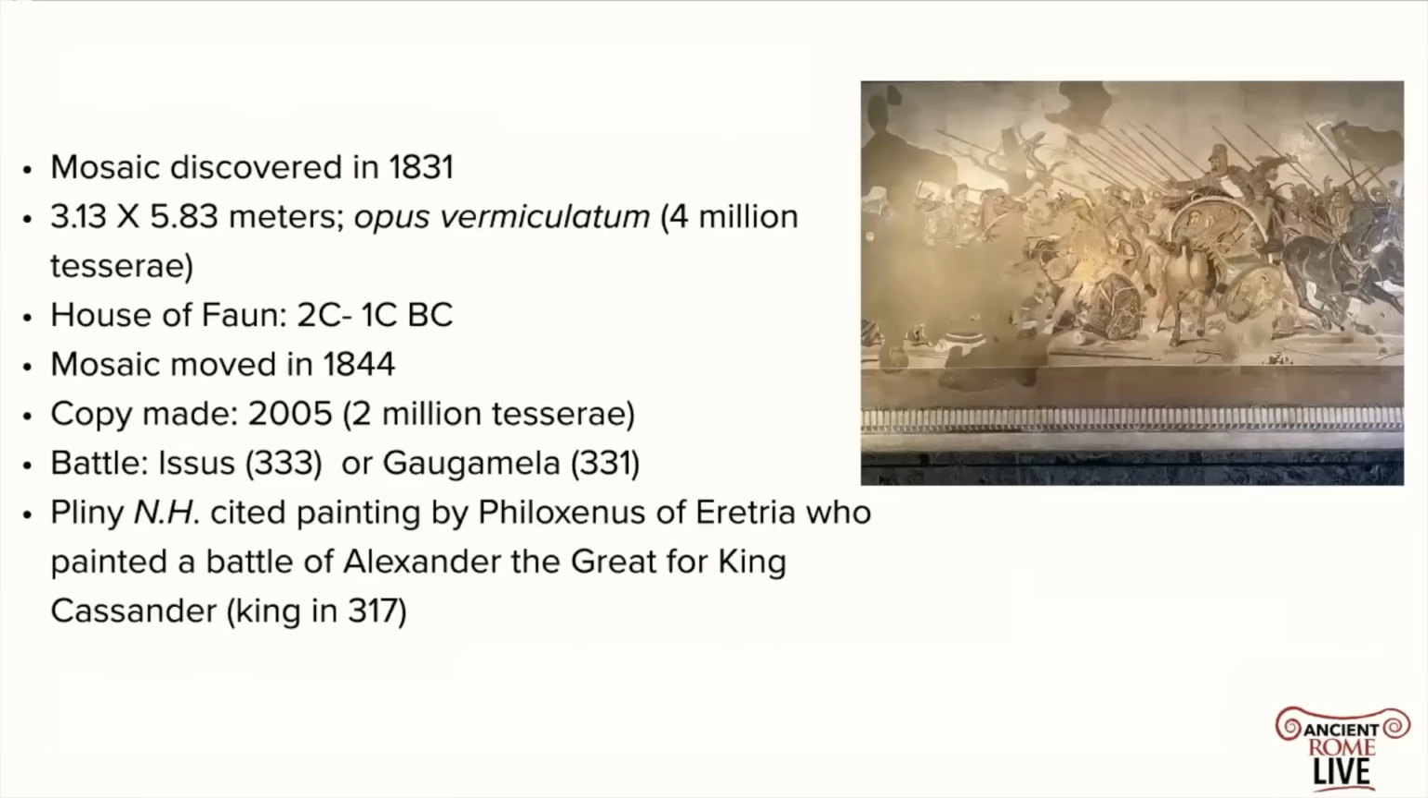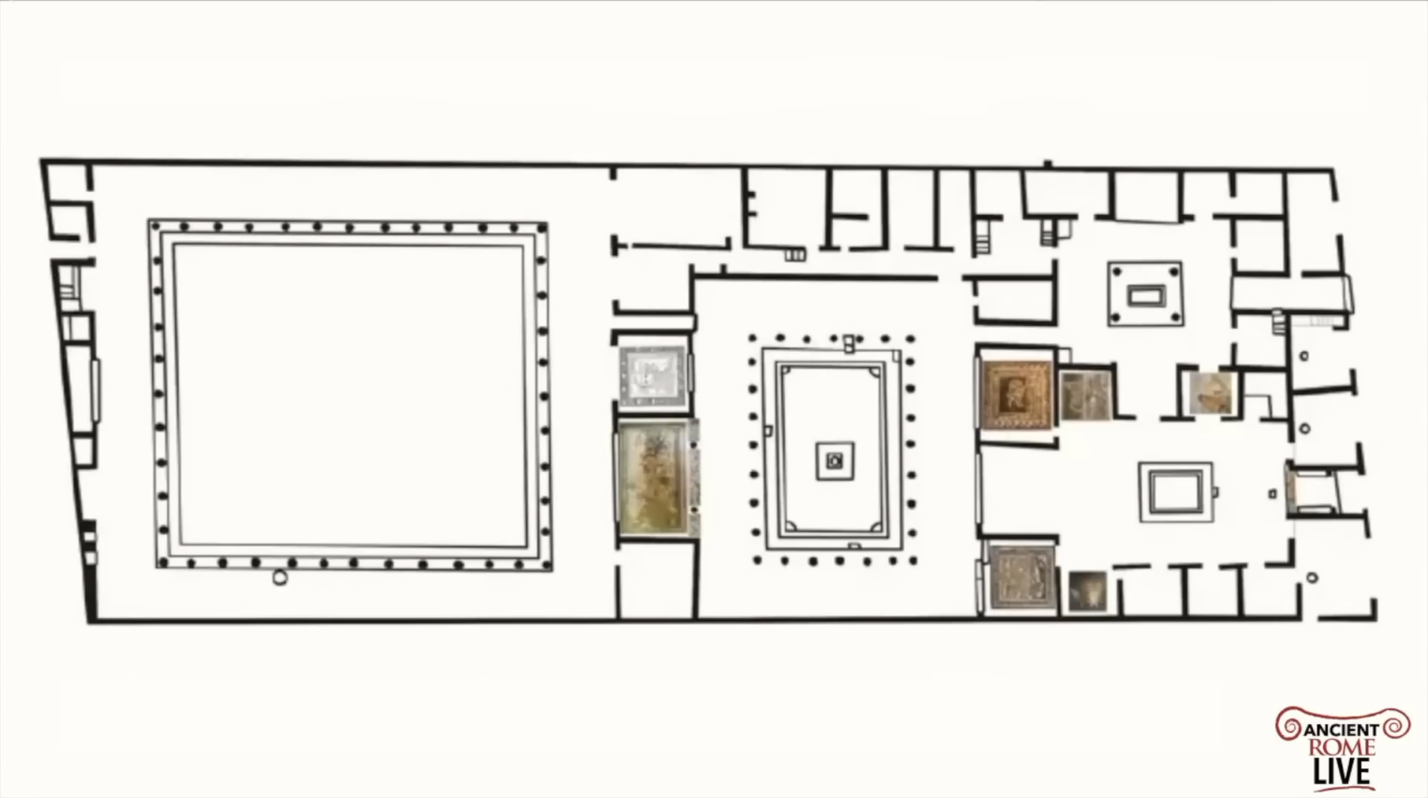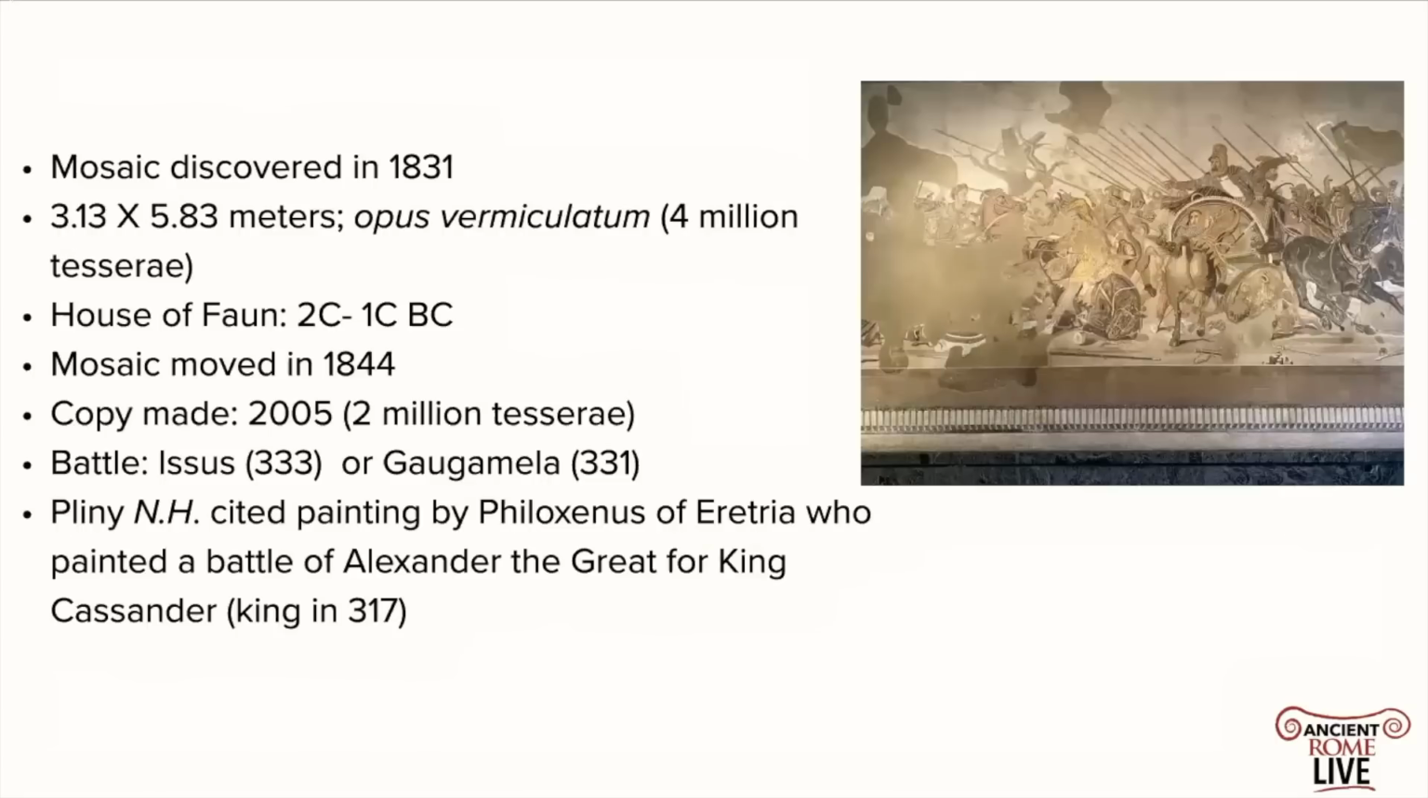So it's found in 1831. It's moved into the Bourbon Palace, which becomes the Museum of Naples in 1844. A copy now stands in place in the House of the Faun, as we'll see here, only made of 2 million tesserae, but originally it was composed of over 4 million tesserae.